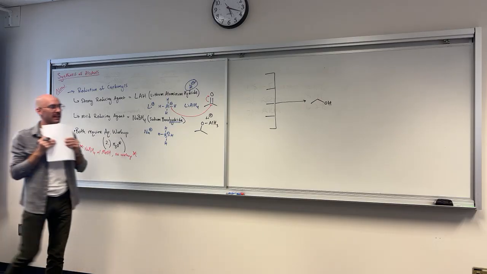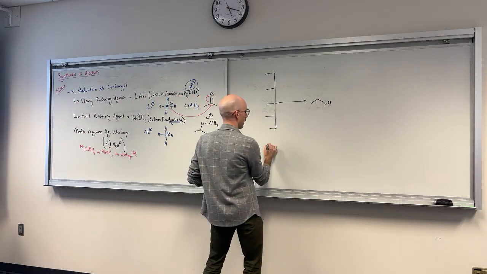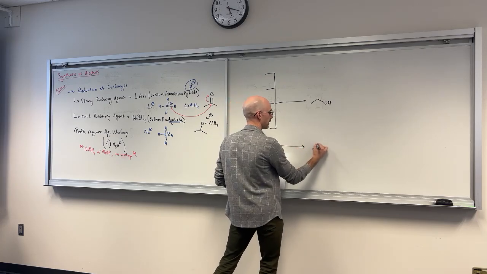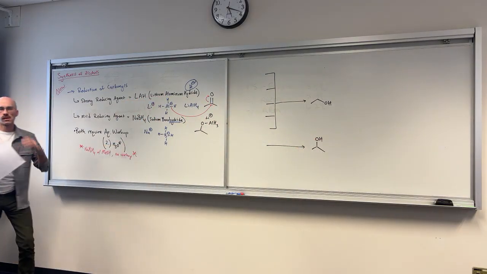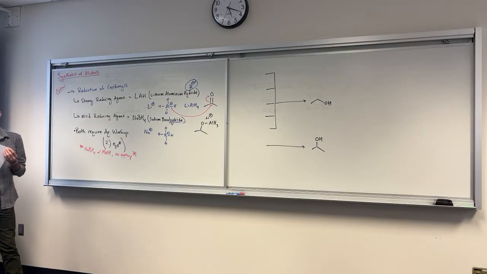And then at the bottom of this diagram, I've got one more thing going to this alcohol. What's the name of that alcohol? Isopropyl alcohol, isopropanol. Any other names? 2-propanol.